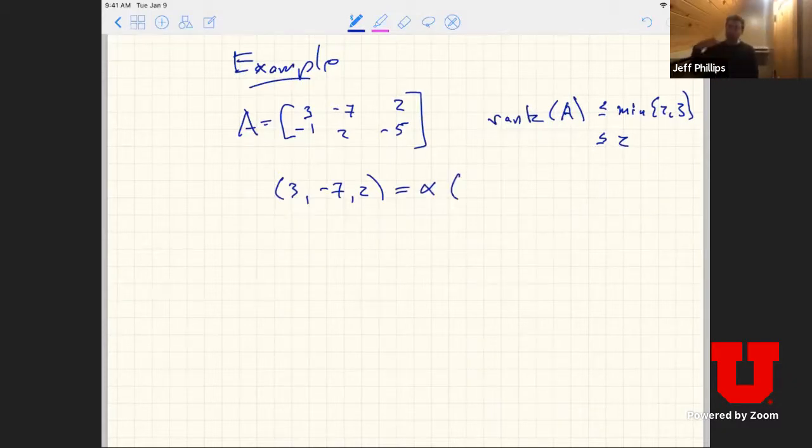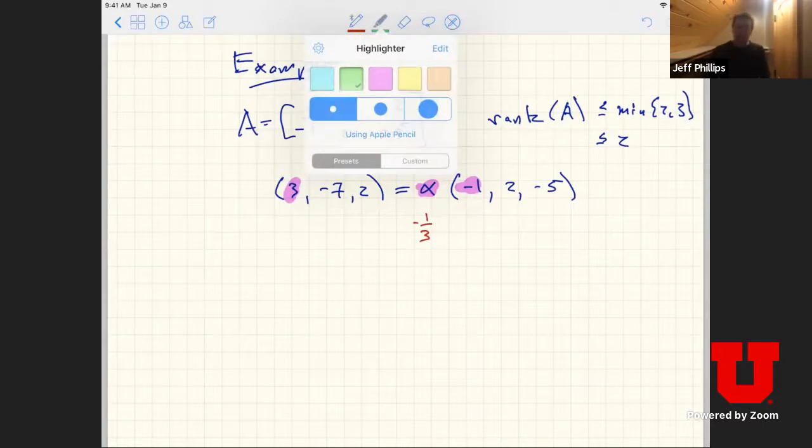If they were linearly dependent, then there would exist some alpha here, and this is our question mark. Can I come up with some alpha? Well, for the first term to work, it would have to be minus 1/3, aligning the 3 and the minus 1. But then if I multiply minus 1/3 by minus 7, that's going to be a problem. That's not going to give me 2.